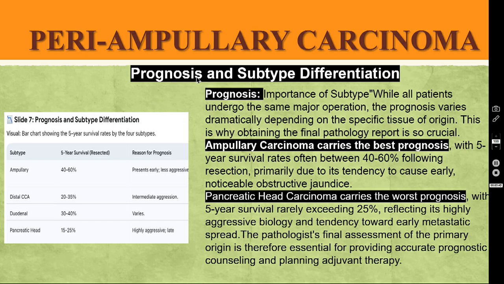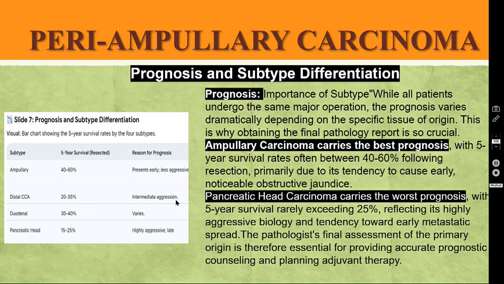Coming to the prognosis, for the ampullary variety, the 5-year survival rate is 40 to 60% in the R0 resected patient, because these cases present early and are less aggressive. Whereas in case of distal CCA, the 5-year survival is 20 to 35%.